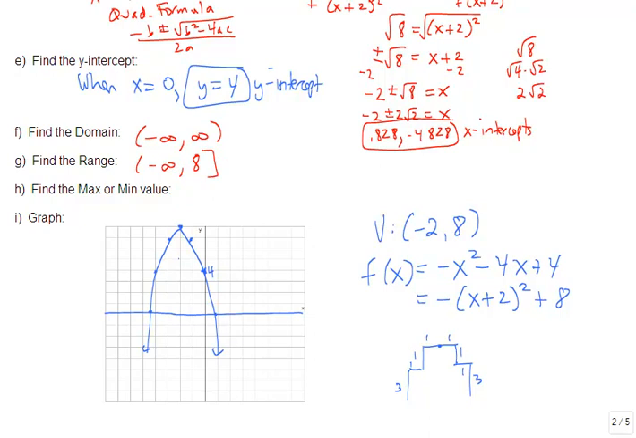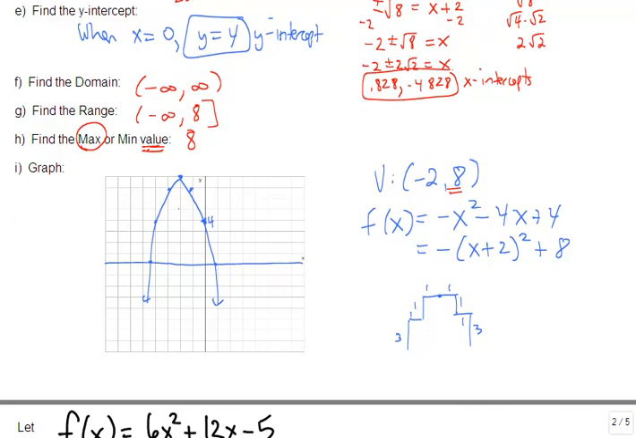What is the max or the min value? Well, first of all, does it have a max or does it have a min? Because it's pointing down, it has a max. And whenever the question says what's the max value, this word value always implies the y value. So what's the maximum y value that we have here? It would just be this 8, that y coordinate. Okay? Alright, so that's one complete problem.